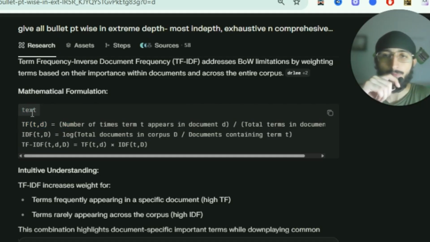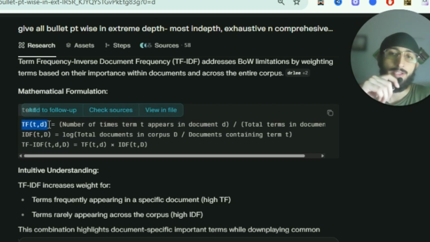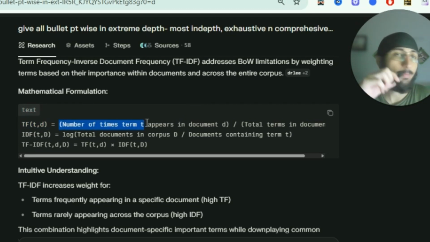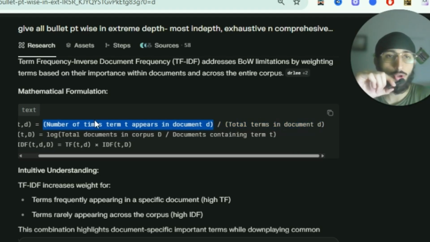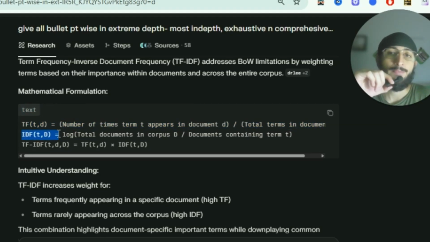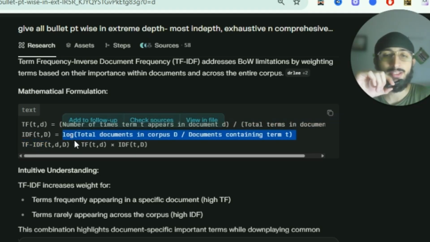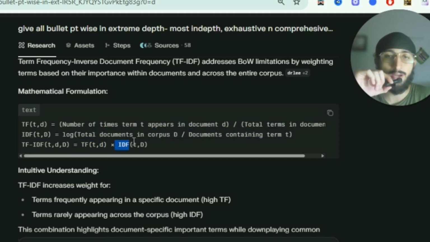Firstly, we have TF(t, d), where t is the term and d is the document. So TF(t, d) is basically the number of times term t appears in document d upon the total terms in document d, right? And IDF(t, D), capital D, is log of total documents in the corpus D upon the documents containing the term t. And TF IDF is basically the multiplication of the two, TF times IDF.